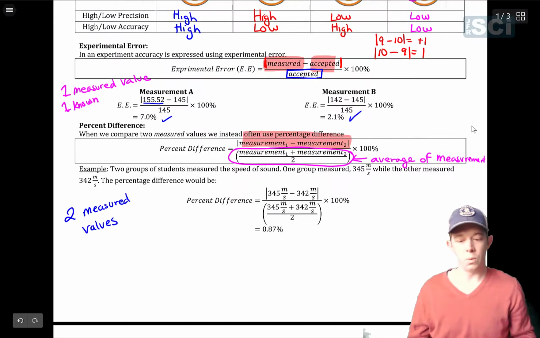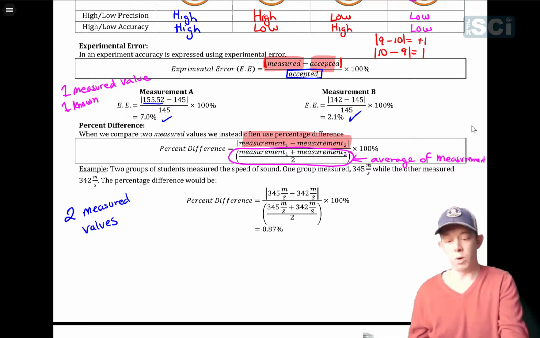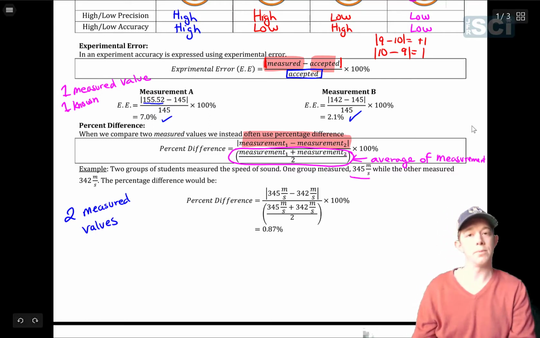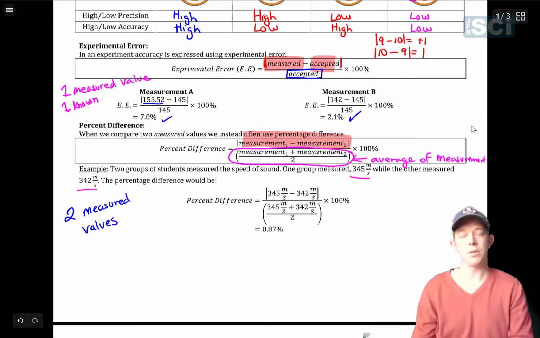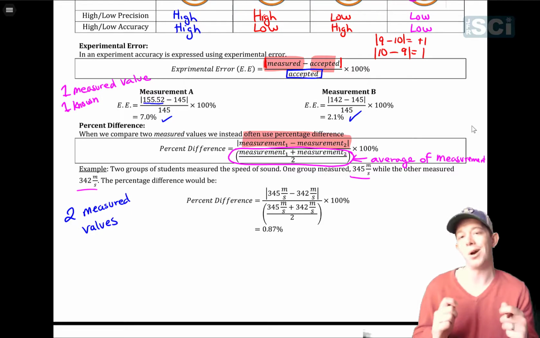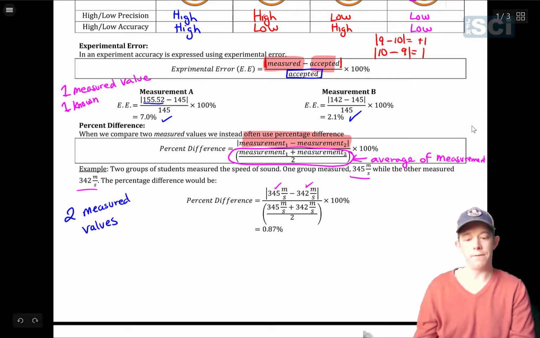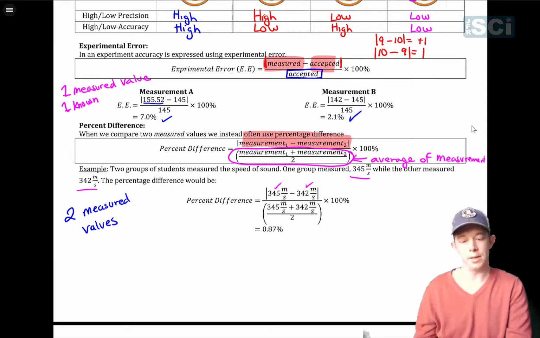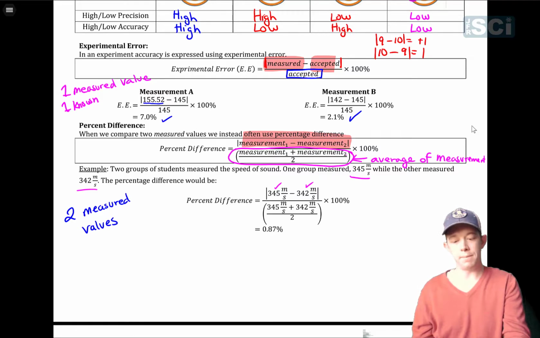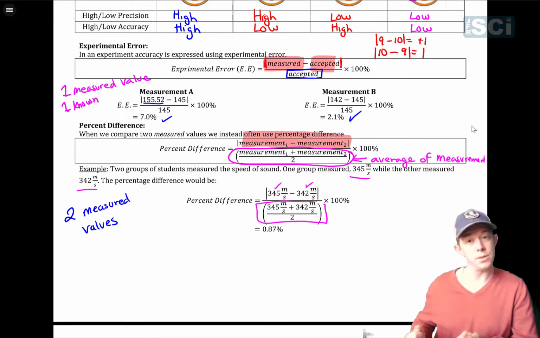Okay, so let's say, for example, I'm trying to measure the speed of sound, and one lab group gets 345 meters per second. The other lab group gets 342 meters per second. And I want to determine how different these two values are. Well, just like we did before, we're going to take the difference between the two measured values and find the absolute value of it. And then I'm going to divide it by the average of my measured values. Because I have two values, I'm going to divide by 2.